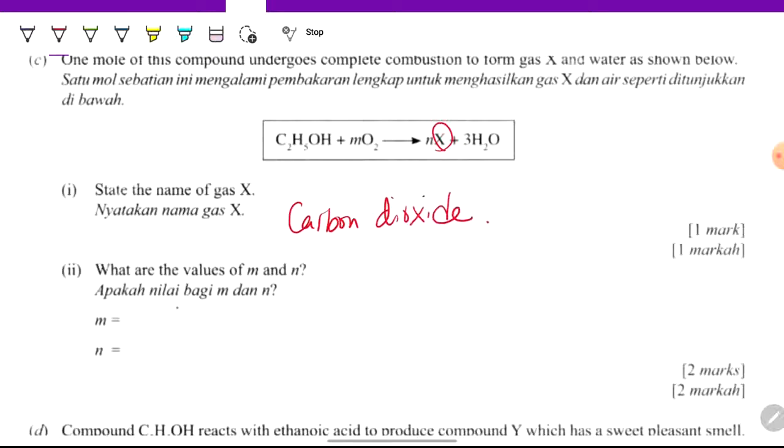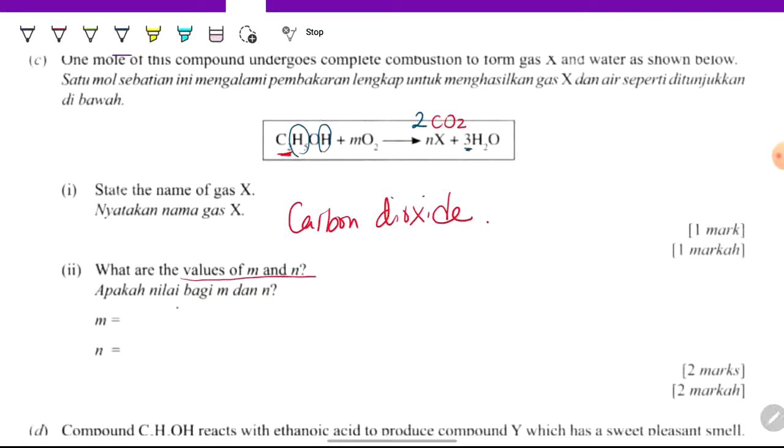During the balancing of the equation, what is the value of m and n? Here we can try to balance the chemical equation. First, we look into the carbon. There are 2 carbons, so X will be CO2. CO2 has 1 only, so we have to times 2. So that the carbon is balanced. Next, we look into the hydrogen. Hydrogen 5 plus 1, so 6 hydrogen. So it's 3 times 2, 6.